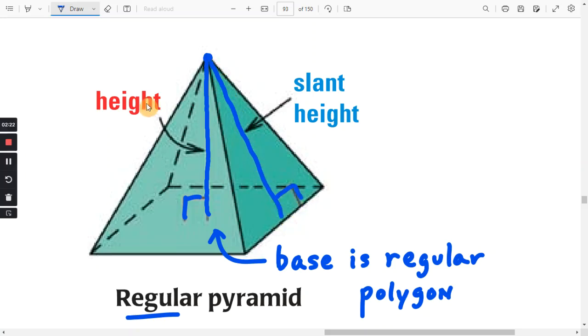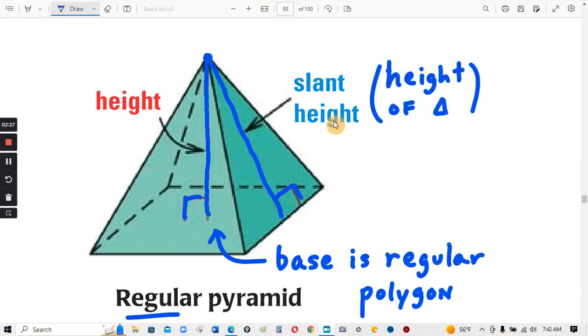So the height and the slant height are two different things. So remember, the slant height is the height of the triangle. All right, and the height inside the pyramid is different. That's the height of the actual pyramid. Those are two different things.